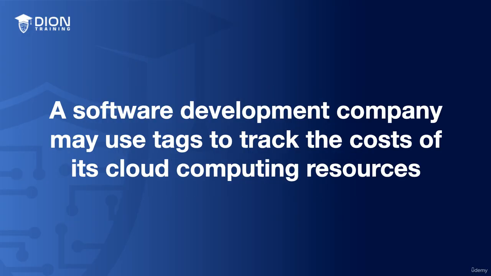For example, a software development company may use tags to track the cost of its cloud computing resources, such as virtual machines and storage that are used for software development projects. The company can assign a tag to each virtual machine and storage resource that is used for a specific project, such as Project X or Project Y. The company can then generate reports that show the cost of each tag, which can be used to allocate the cost of each project to the relevant department.